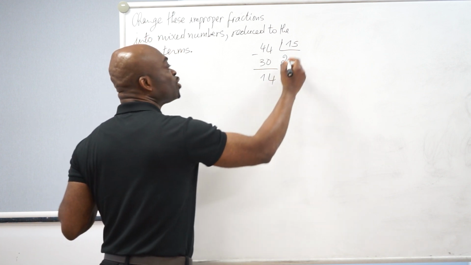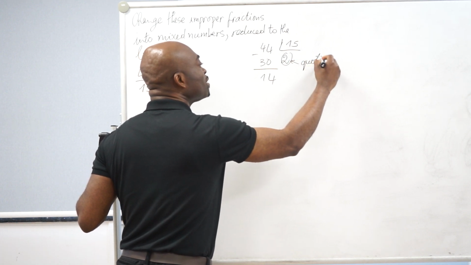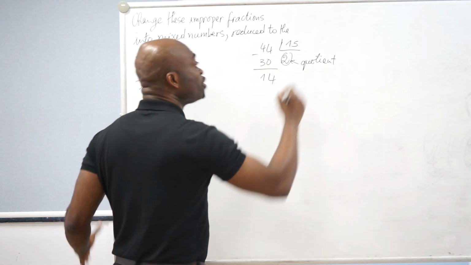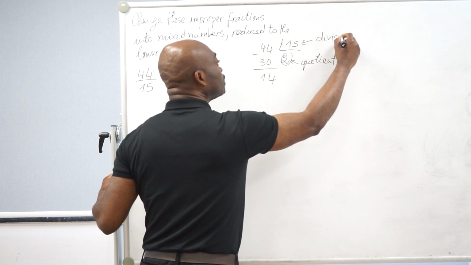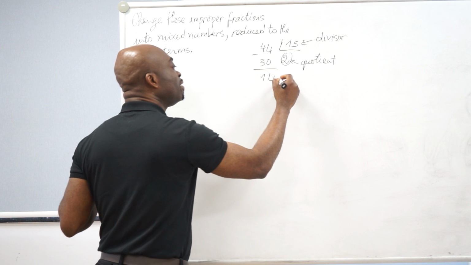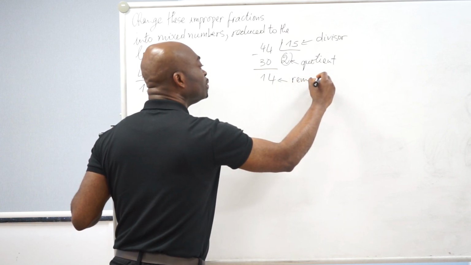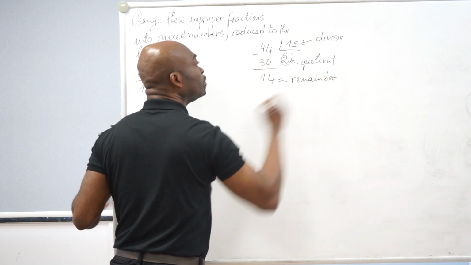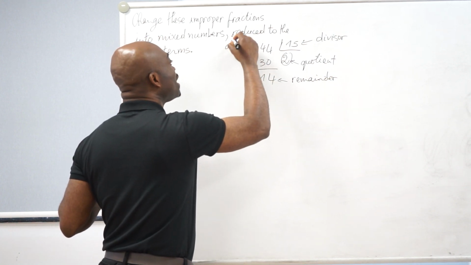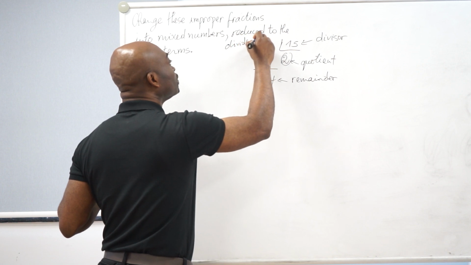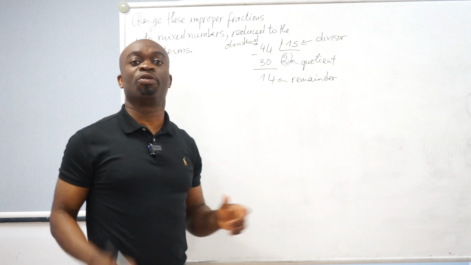So what is happening? This number here is your quotient, correct? So that's your quotient. This one is your divisor. This number here is your remainder. And then 44 is your dividend, correct? So if you guys remember those, you have your dividend, your divisor, your quotient, and then your remainder.